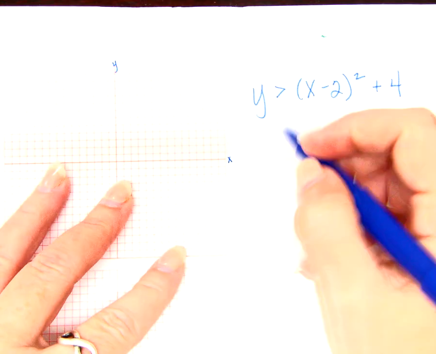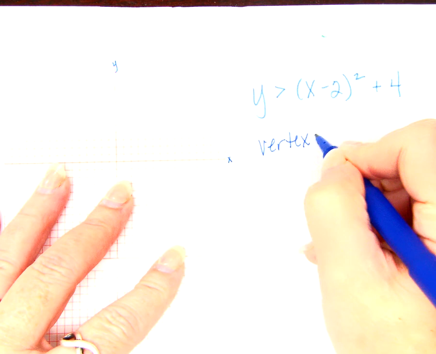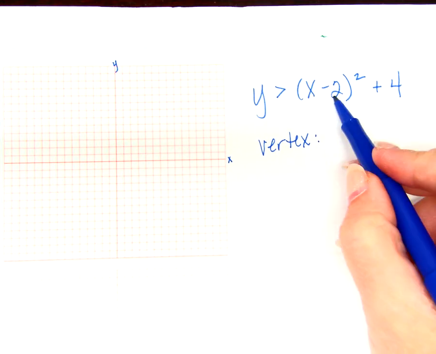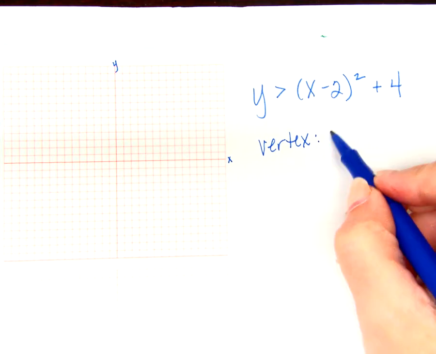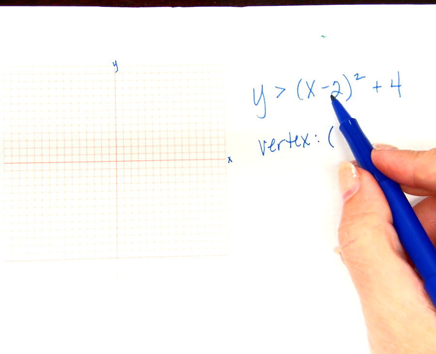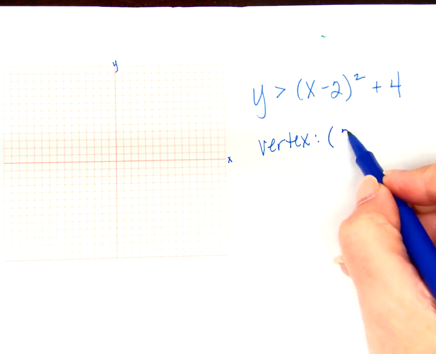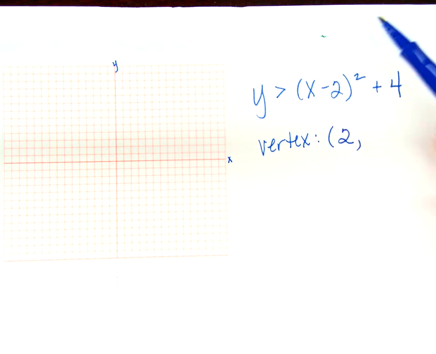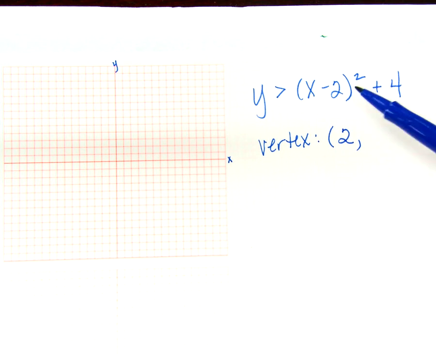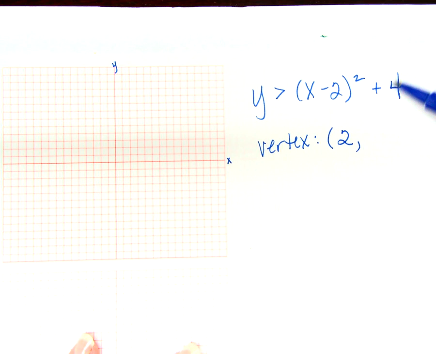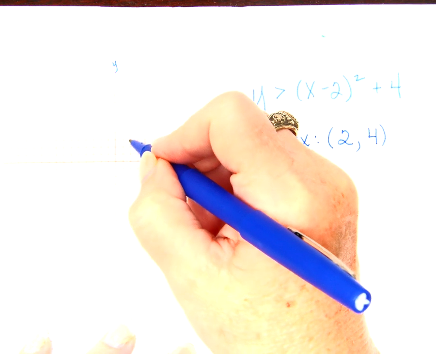For this problem, what is the vertex? X minus 2. How far to the x direction does it go? 2. And is it left or right? It's to the right. Remember, if it's inside, it's backwards of what we think. So it says minus 2, so we know we have to go right. And then the k tells me up or down. Up, how many? 4. So my vertex is at 2, 4.